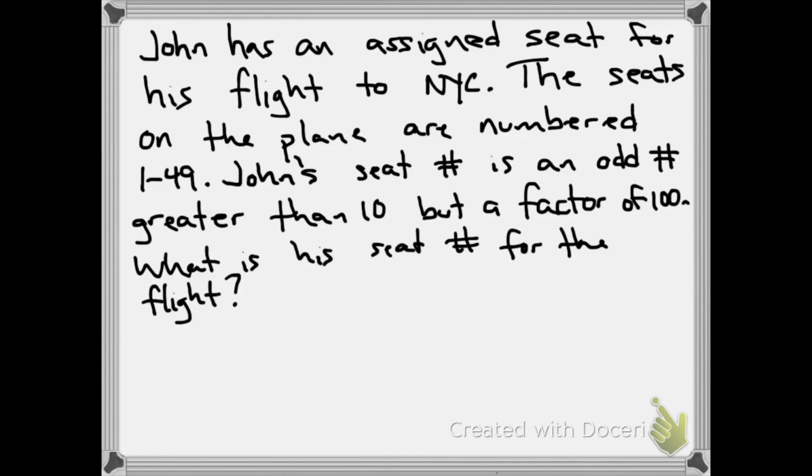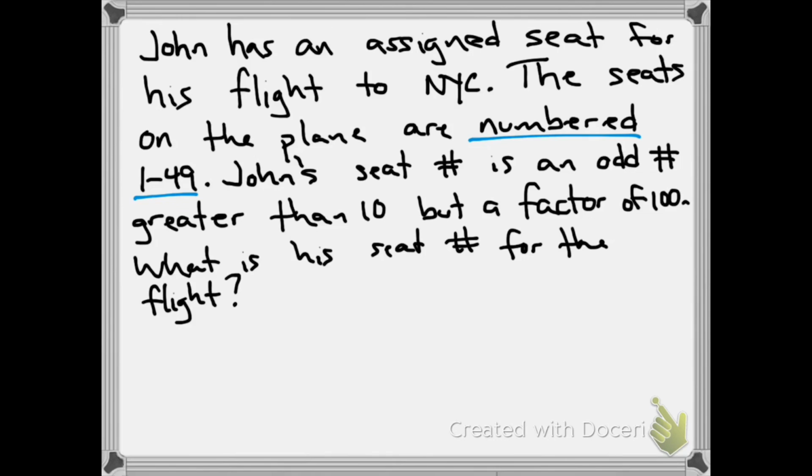All right, here's a great real-world example of looking at prime factors and factorization. So it says John has an assigned seat for his flight to New York City. The seats on the plane are numbered 1 to 49. So already with this, they are numbered 1 to 49. It's got to be a number in between that. That's our first constraint. John's seat number is an odd number. Another constraint. So it's only going to be about half of what 1 to 49 is.